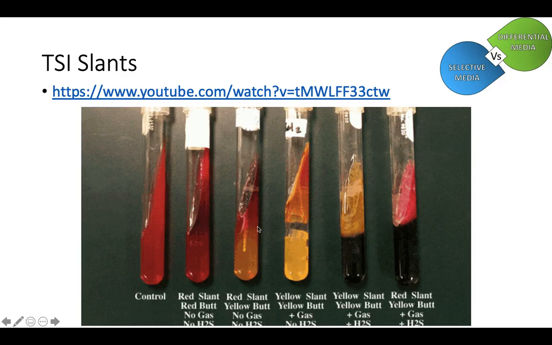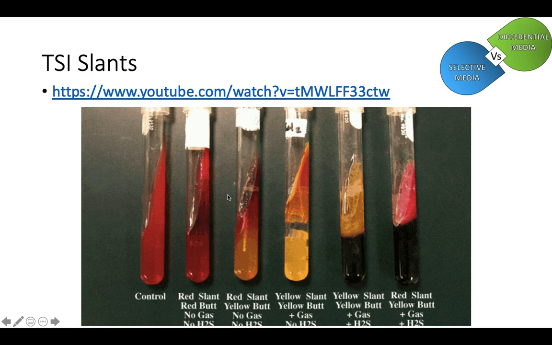This guy has a red slant over a yellow butt. Let's start with what would happen with incubating this guy from the get-go. You slant him, you streak him, he looked like this from the get-go. You put it in the incubator. 5 hours later, it was all yellow. The glucose ran out, and that's the point.